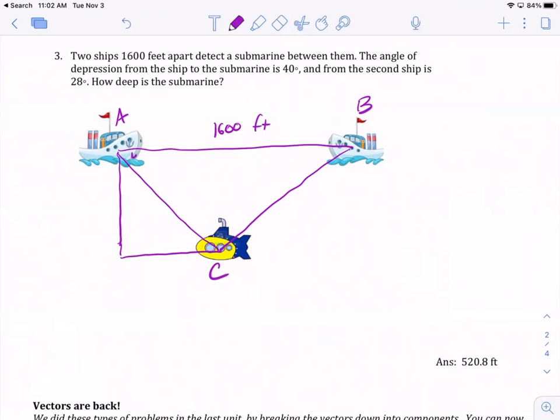Like where the submarine and the horizontal meet. Yeah, so this is actually 40 degrees, right? And the other one is 28. So the angle of depression is always from the horizontal going down. So this angle over here is not the angle of depression. So we could draw in that triangle. I don't know if we need to. I think we could probably get rid of the submarine. It's from the ship. So the angle of depression is going from the horizontal on the ship down into the water. That's where the 40 degrees is. That's what the angle of depression means.